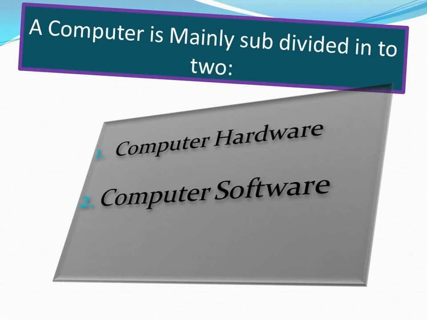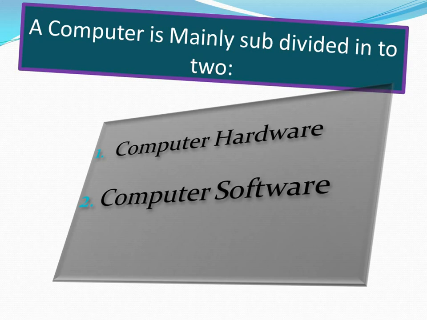Well, a computer system is subdivided into two. A computer is mainly subdivided into two: we have computer hardware and computer software. So briefly, we want to understand these two. If you're a beginner, these are the things that you have to be with as fundamentals.